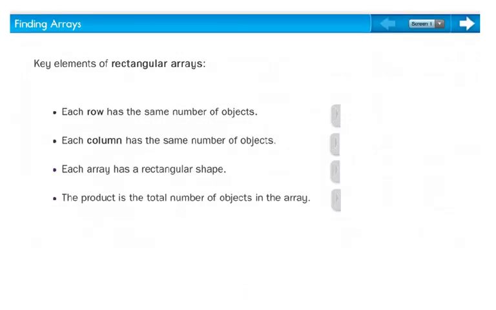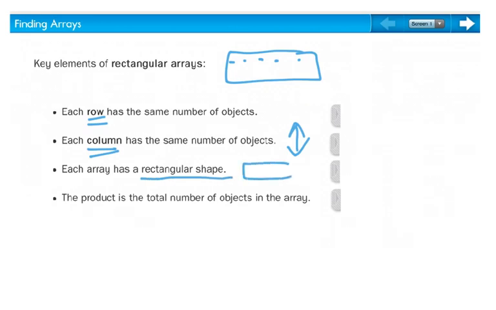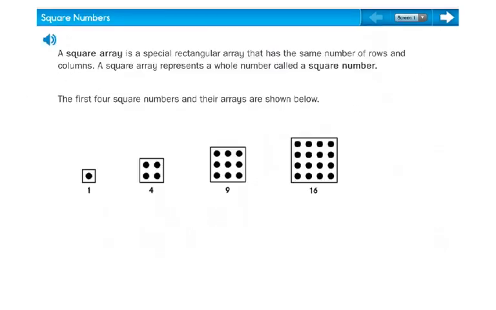Keep in mind that rectangular arrays with dots in them, each row has to have the same number of objects or dots. Each column going up and down needs to have the same number of objects or dots. Each array has a rectangular shape, and the product is the total number of objects in the array. Product means to multiply.